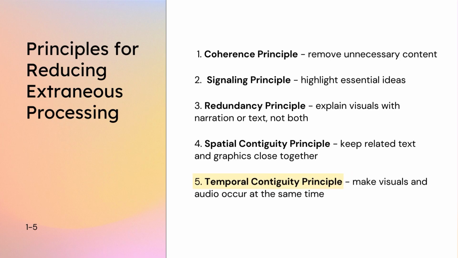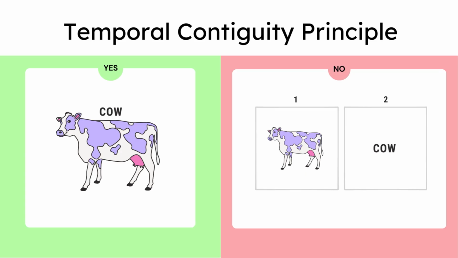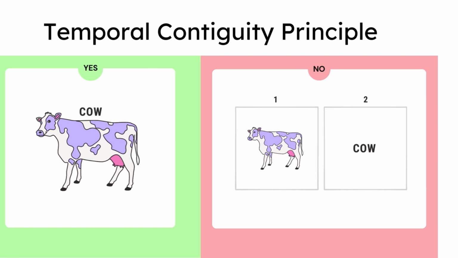With the temporal contiguity principle, presenting words and pictures simultaneously rather than successively helps learners process information more effectively. Make sure that your narration and visuals are synchronized so they reinforce each other in real time. Avoid presenting text before or after the relevant image, as delays can disrupt the learning flow and make it harder for learners to connect the concepts.